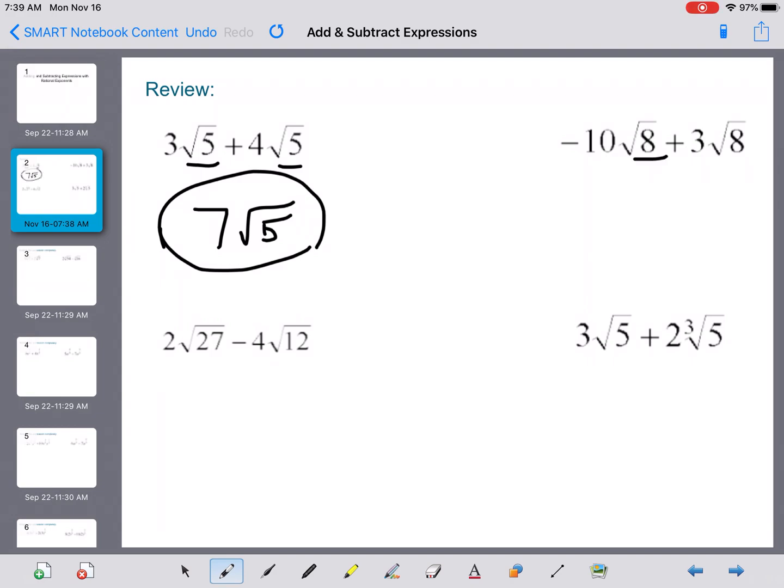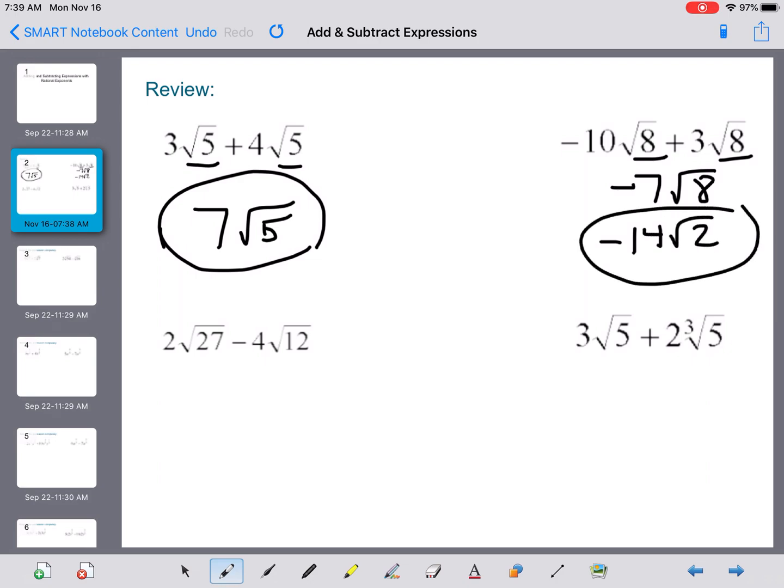With this, we have root 8 and root 8. We can simplify root 8 first, but I would suggest combining into one radical first so we can do the math with the numbers out in front. So minus 7 root 8, and then we can simplify root 8 by taking a root 4 out, which is going to be 2. So we have minus 14 root 2 left over.